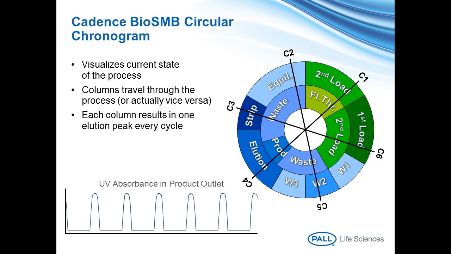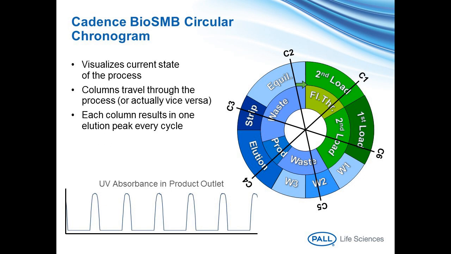The circular chronogram is one of the key elements of the human-machine interface, the HMI, on the BioSMB system. The circular chronogram displays all the steps on the outer ring of the donut that is shown here. And the columns are represented by the different spokes in this wheel. Unfortunately, this presentation didn't allow us to run an animation, but as you're running the process system or the PD system, these wheels or these columns actually rotate across the process, and that will immediately show you in which step each of the columns is.